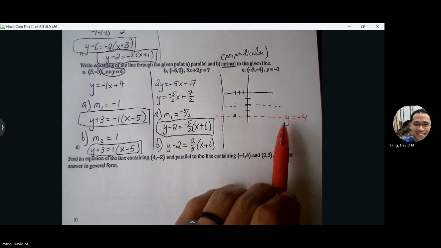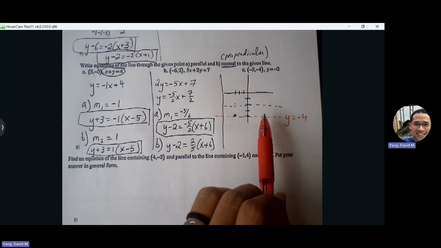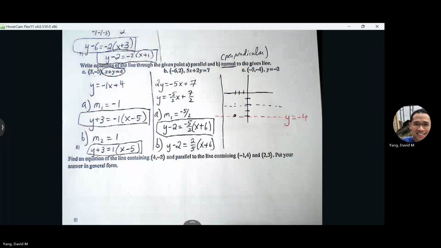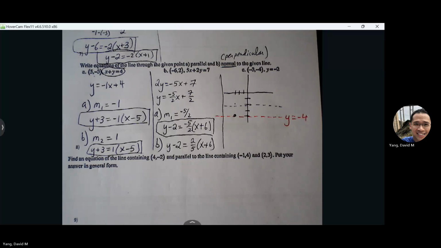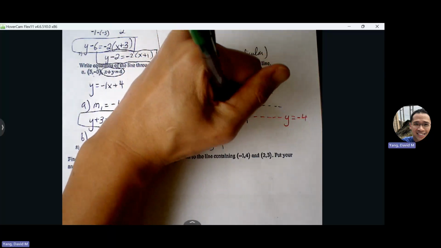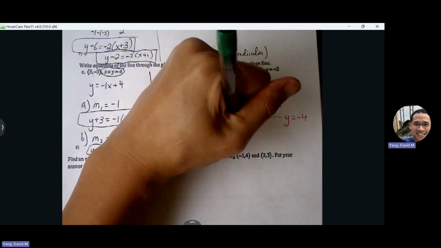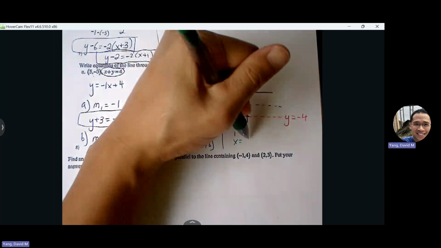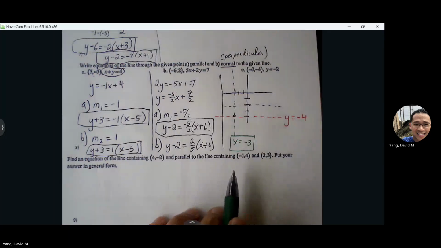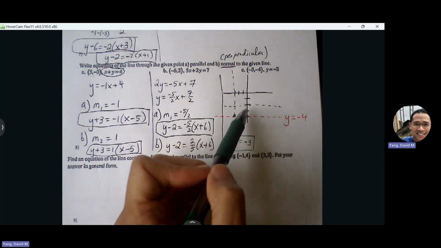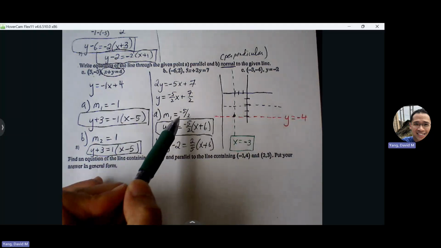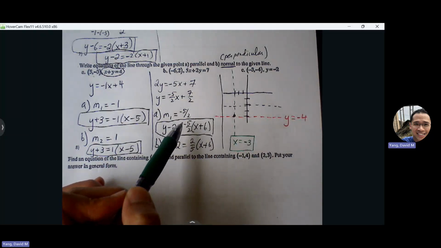What would the line look like if it's perpendicular to this and goes through this point? A vertical line, right? It will be this line right here, and that's just x equals -3. So if you're dealing with horizontal and vertical lines, just draw it out. It doesn't quite work with the formulas that we did.